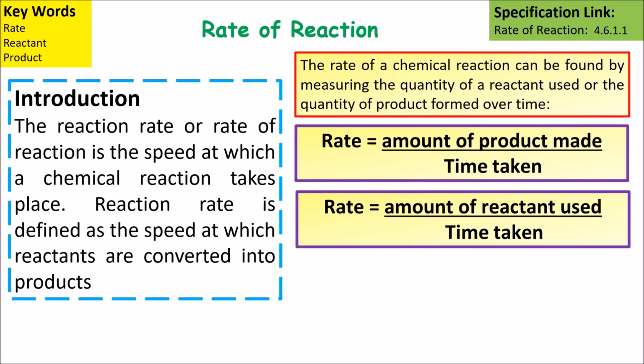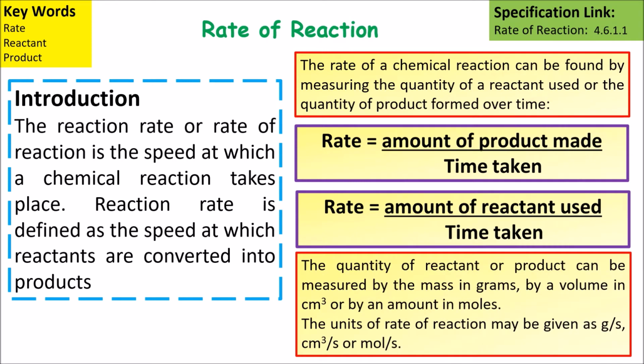So the rate of a chemical reaction can be found by measuring the quantity of reactant used or the quantity of product formed over time, using two equations below. The quantity of a reactant or product can be measured by the mass in grams or the volume in centimetre cubed or by an amount in moles. The units of a rate of reaction may also be given as grams per second, centimetre cubed per second, or moles per second.